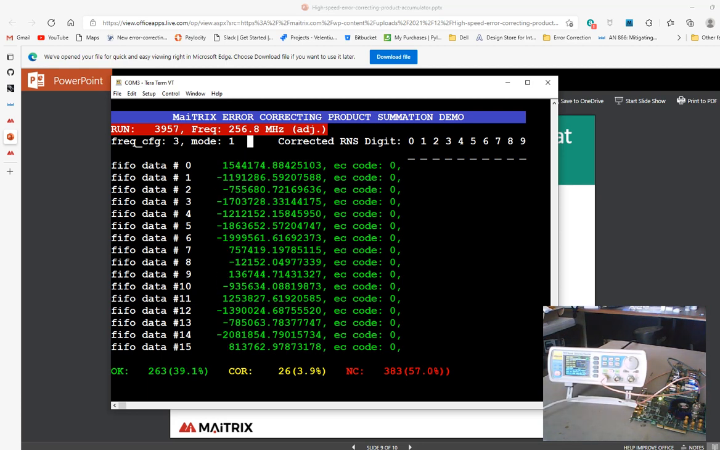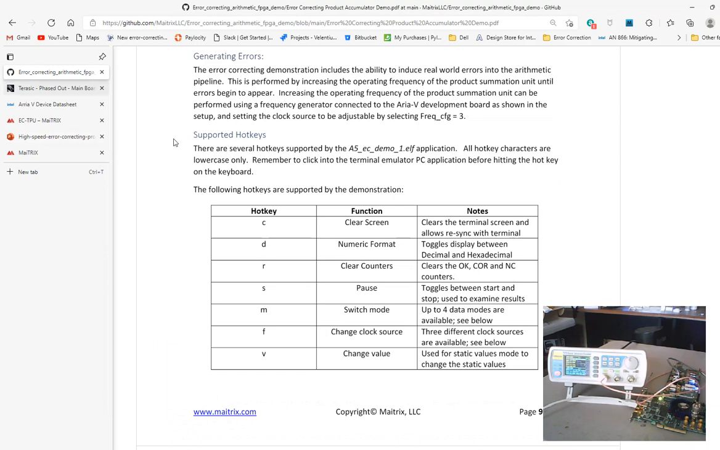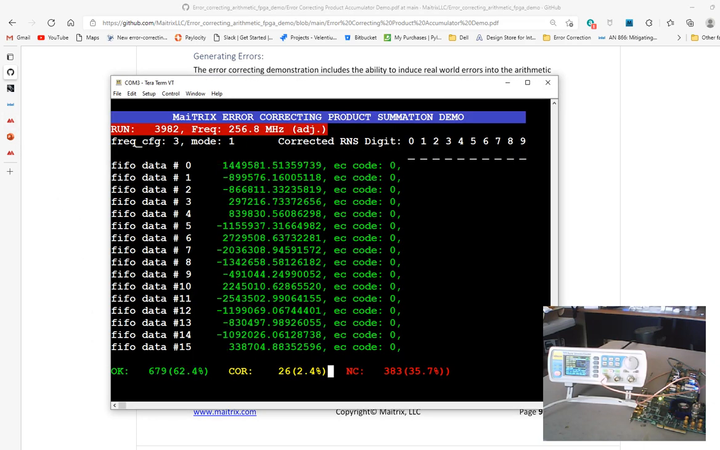Okay. Some of the other interesting parts of this demo is that the demonstration does provide for switching the mode. So we have some different modes that the thing can run at, as well as different clock sources. There are some internal clock sources that you can choose using the F key. But the mode is an interesting one as well. So if we come in here, we can hit M, go to mode 2. Notice the mode is right under the red bar here. So the frequency configuration is at setting 3. The mode is at setting 2.